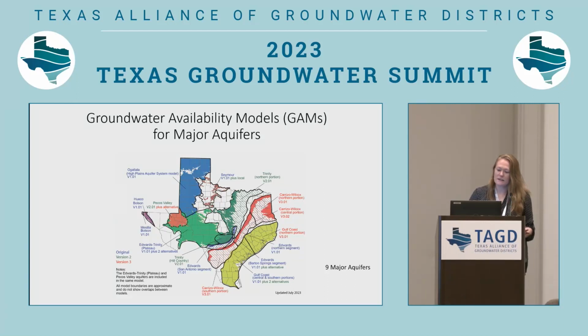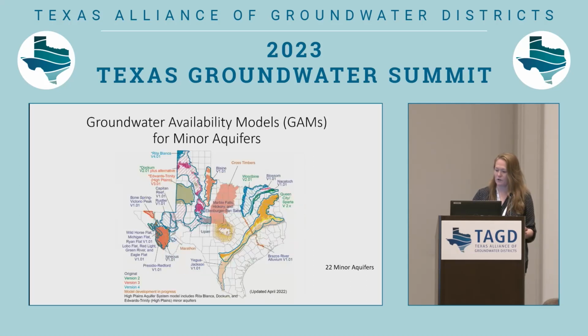So the board is tasked with creating models for all of the major and minor aquifers in the state. So that's 9 major aquifers and 22 minor aquifers. And we do lump sum aquifers and split sum aquifers. So it ends up being close to 30 current models. That's not including old models or alternate models. So it's just a lot of models.